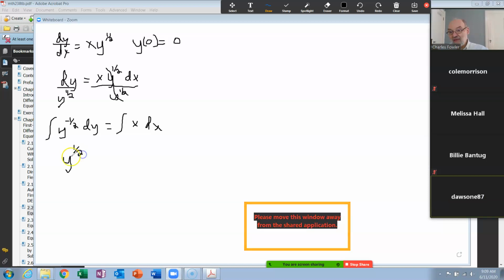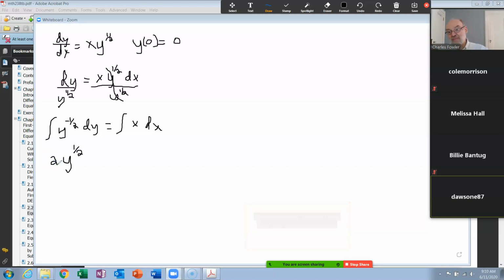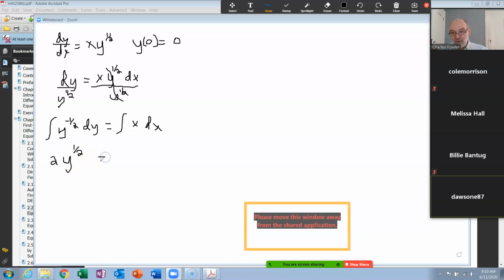1/2. And that'd then be 2y^(1/2), yes, divided by 1/2. You divide by 1/2, which is the same as multiplying by 2 over 1. So there's the left-hand side. Remember, you don't need to mess with the plus c there. 1 plus c will do, and we'll do it on the right.